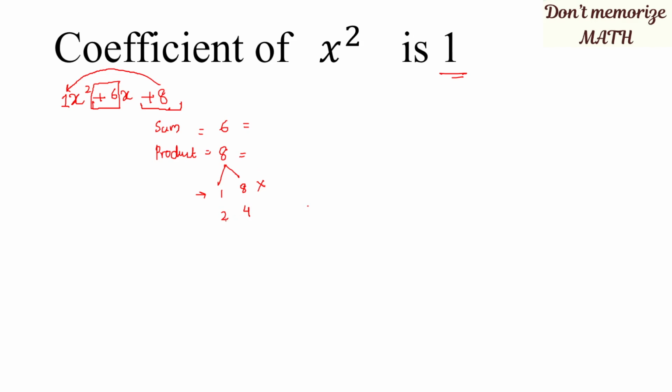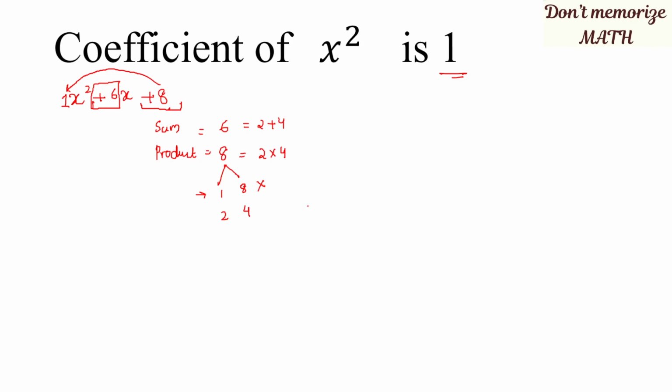So what about 2 plus 4? 2 plus 4 is 6. So 2 times 4 is 8, and the same numbers you need to add here, 2 plus 4. Okay, so we have two numbers whose sum is 6 and product is 8.